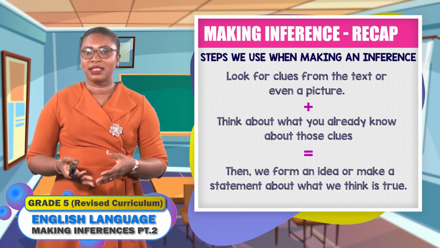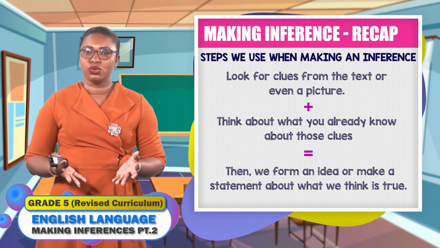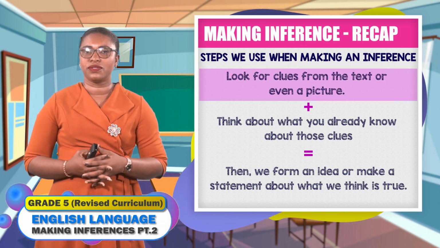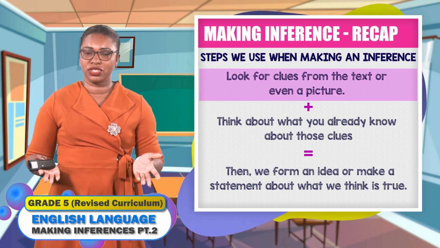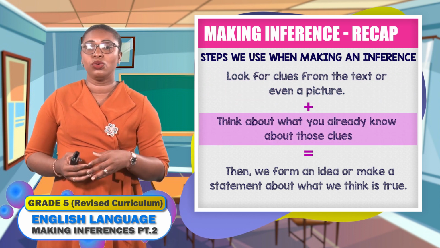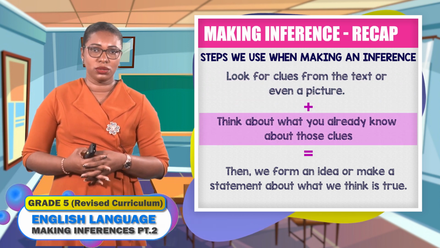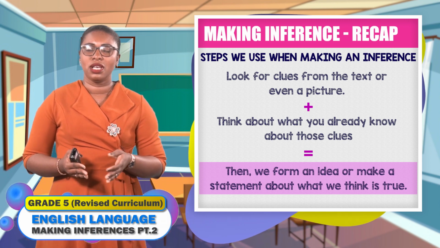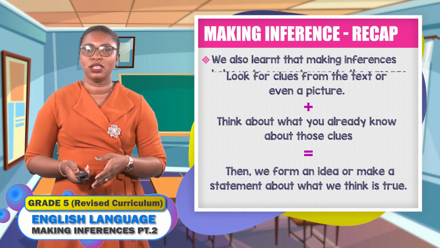Let's look back at the steps we should go through when making an inference. We first look for the clues from the text or even a picture. Think about what you already know about those clues. Then we form an idea or make a statement about what we think is true.